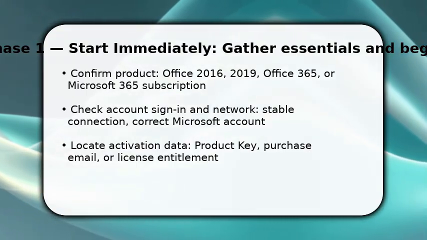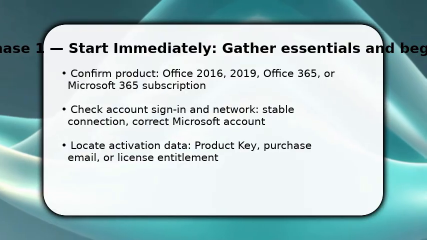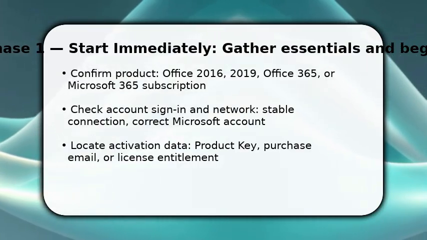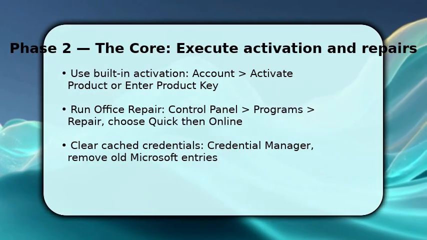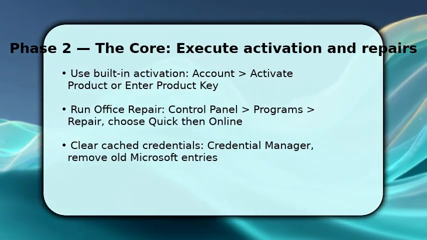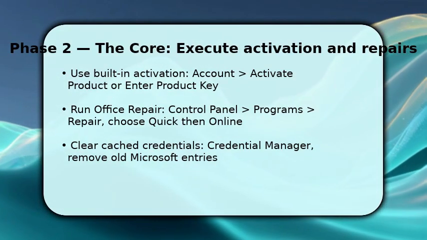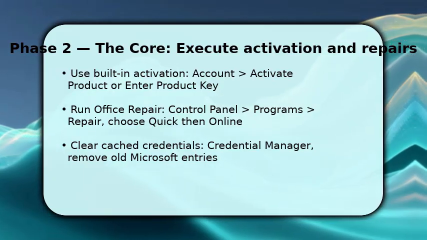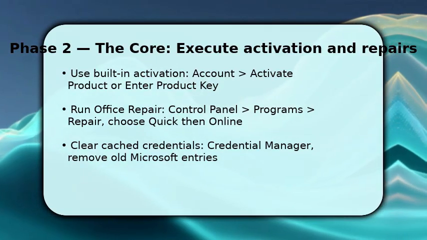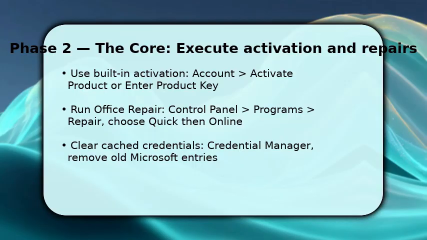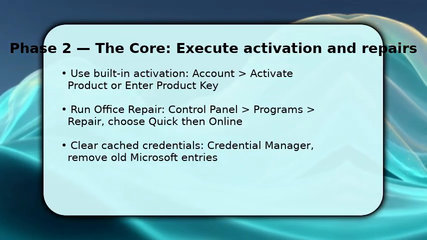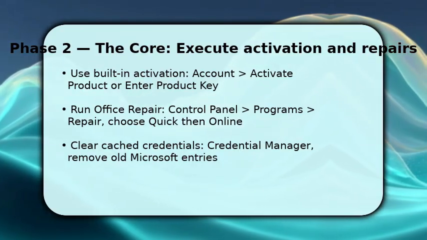Once done, reboot Windows, and return to the app so you can run the next steps with credentials and connection ready. Now you perform the core fixes. Open Word, choose account, and use Activate Product or Enter Product Key. This forces license validation. If that fails, run the Office Repair from Control Panel, first Quick Repair, then Online Repair if needed, because online refreshes files and license states.